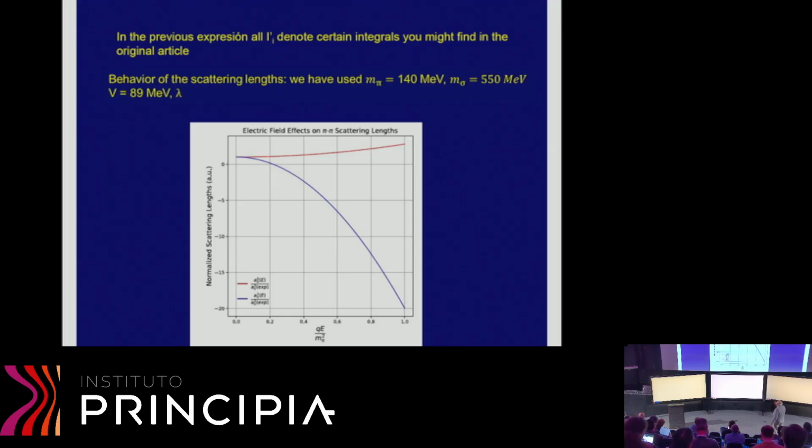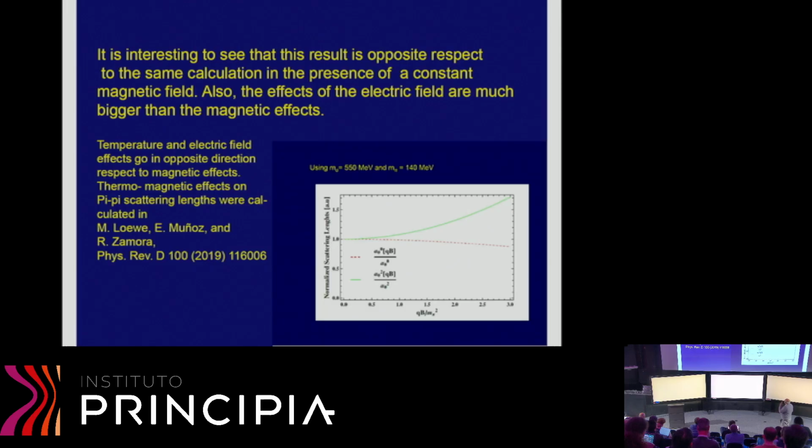I forgot here, sorry. I realized today when I was checking everything that I forgot to mention that lambda was taking us 4.26, which is the normal value of lambda in all types of calculations. And this is totally different from the behavior of pi-pi scattering lengths when you have magnetic fields.